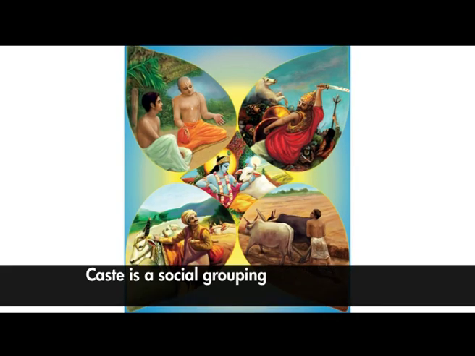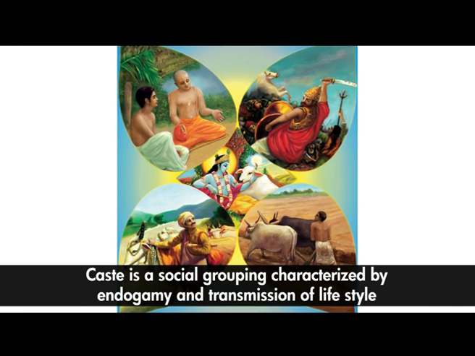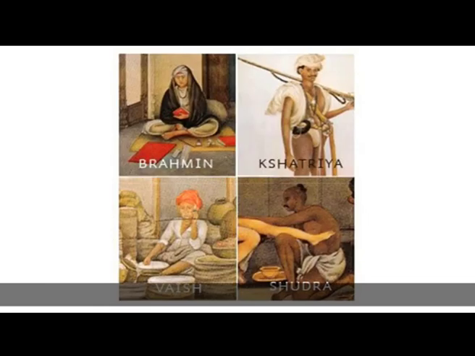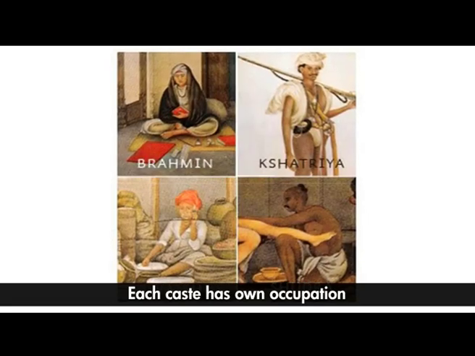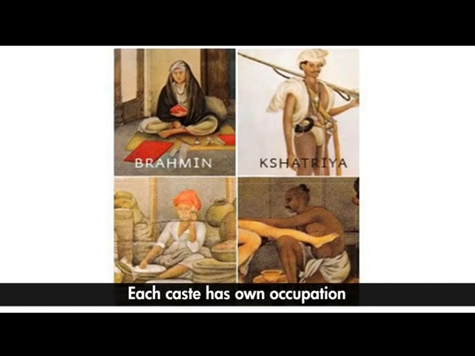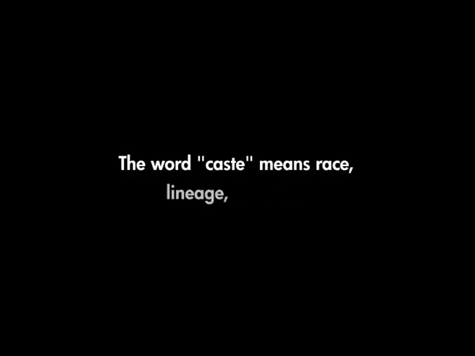Caste is a form of social grouping characterized by endogamy, hereditary transmission of a style of life. It includes an occupation, ritual status in hierarchy, customary social interaction, and barring based on cultural notions of purity and pollution. The word caste means race, lineage, or breed.